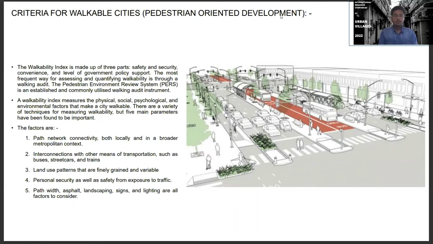The Pedestrian Environment Review System (PERS) is established to understand the walkability index, and in PERS, it is basically measured in physical, social, psychological, and environmental factors that make a city walkable. The factors are further divided into five main parameters, that is path network connectivity, interconnection with other means of transport, land use pattern, personal security as well as safety, and path width, asphalt, landscaping, signages, and lighting. These are all the factors that need to be considered.